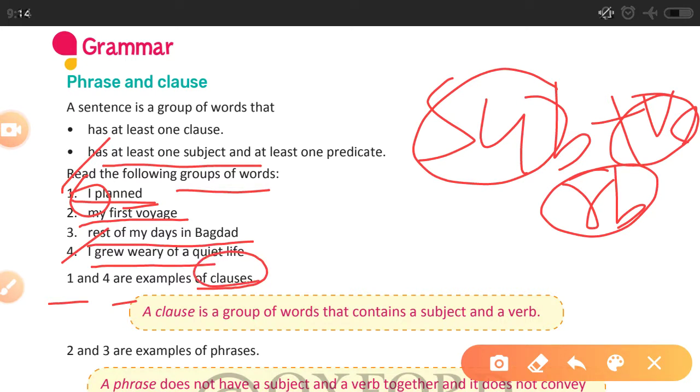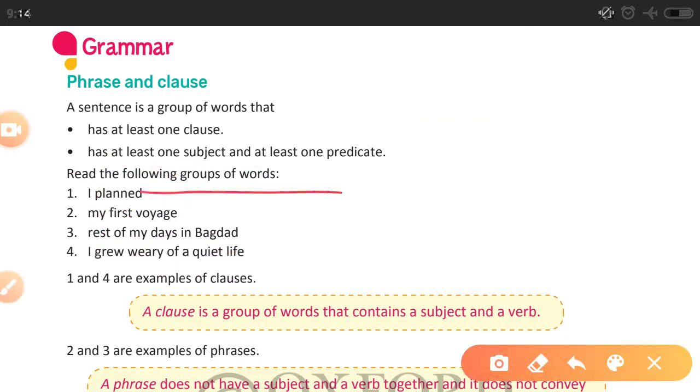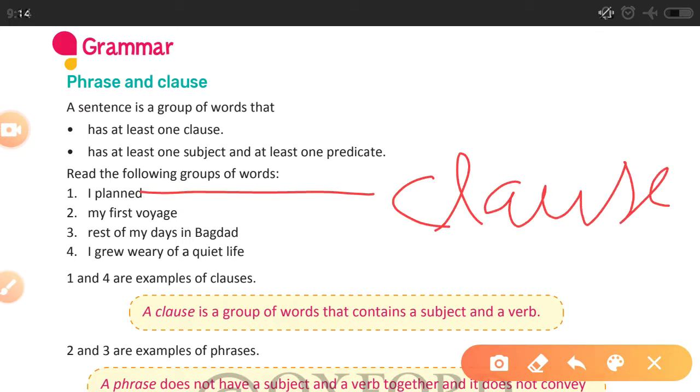I already told you why. A clause is a group of words that contains a subject and a verb. So I planned, I is a subject, planned is a verb. So it's a clause. Clear? Now read out the fourth one. I grew weary of a quiet life. I means subject. Grow, grew, grown. It's a verb. Subject and verb, so it is also a clause.